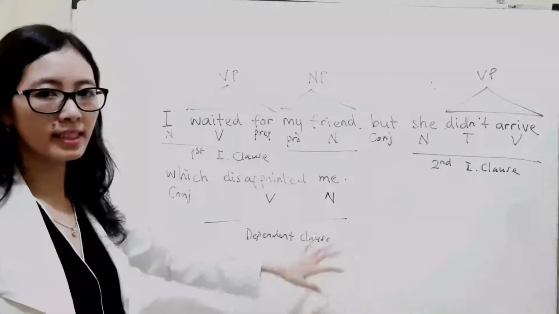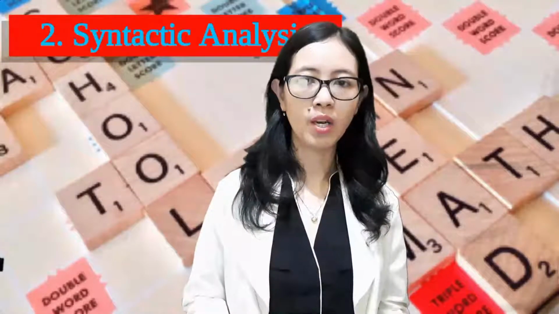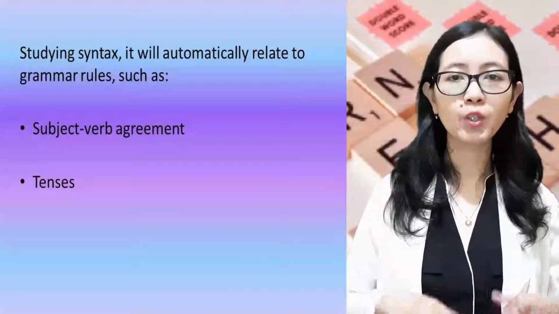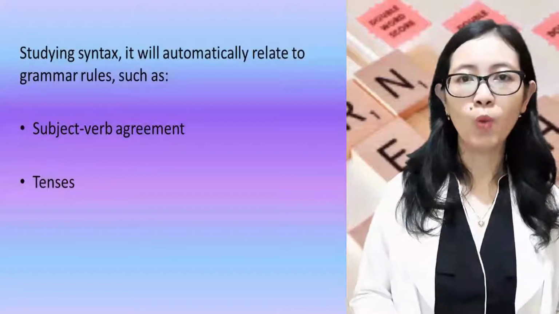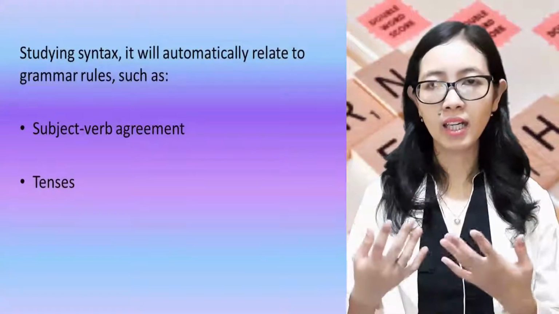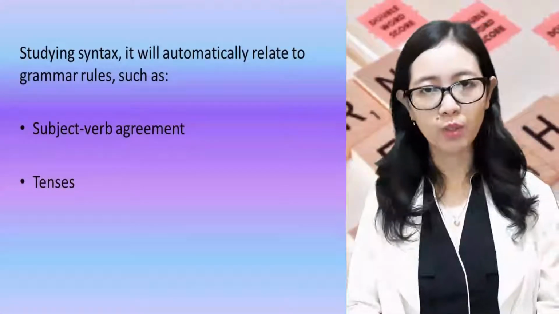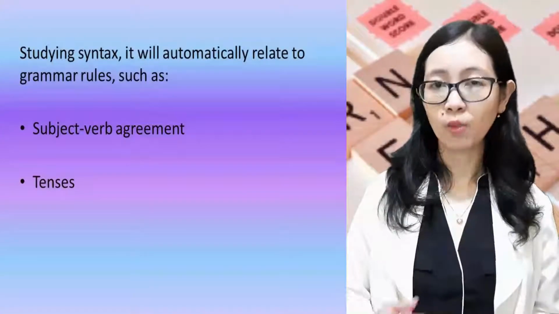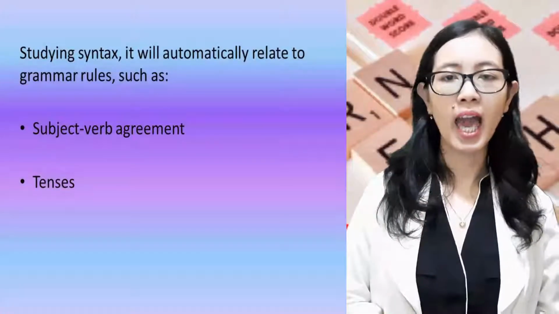Studying syntax, it will automatically relate to grammatical rules, such as subject-verb agreement. So, constructing a sentence, we need to pay attention to the subject and the verb. They should agree with each other. When we use a singular subject, then we need to use the singular verb. When we use the plural subject, we need to use also the plural verb. For example, a boy has the toys. It will be different when the boy is plural. The boys have the toys.